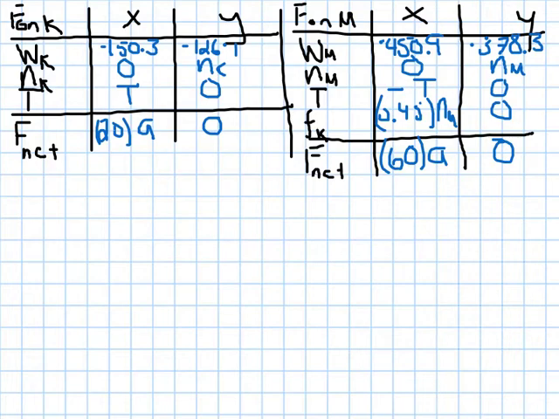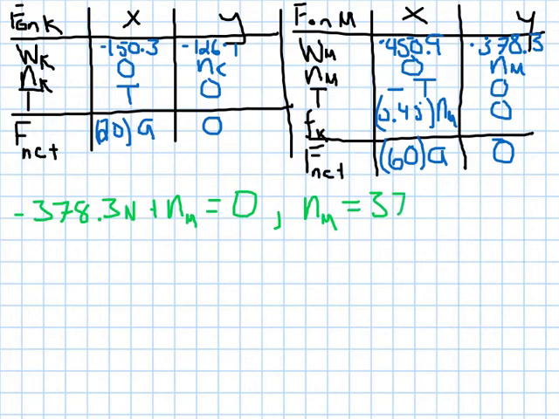So the way I build my equations is I just work down the column for all the individual forces. So negative 378.3 newtons plus the normal force on the mom plus 0, which I'm not going to write, but you can always write those down, is equal to the net force. The net force is the sum of the forces, and that happens to be 0. So what I've learned here is that the normal force on the mom is equal to 378.3 newtons.